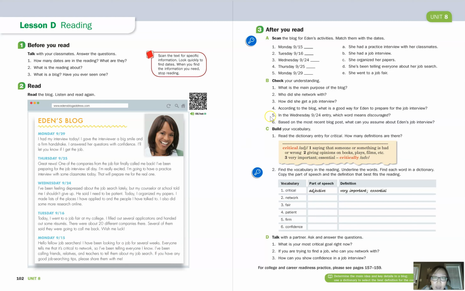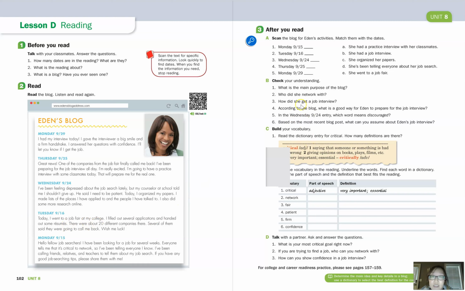Okay, and then number 3, how did she get a job interview? So if you look at Tuesday, her entry on Tuesday, you can see that she went to a job fair. So you can say she went to a job fair, or she went to a job fair at her college.